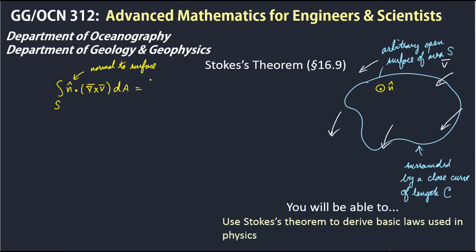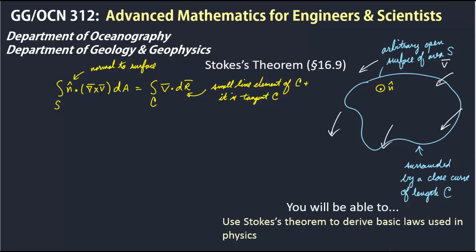And that is equal to the integral of V dotted with dr over the closed curve C. So dr is a small line element of C, and it is tangent to the closed curve or edge around this surface.